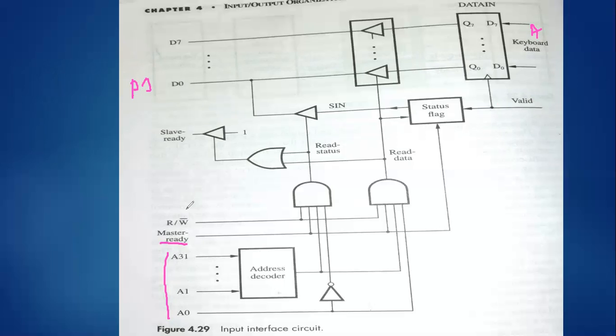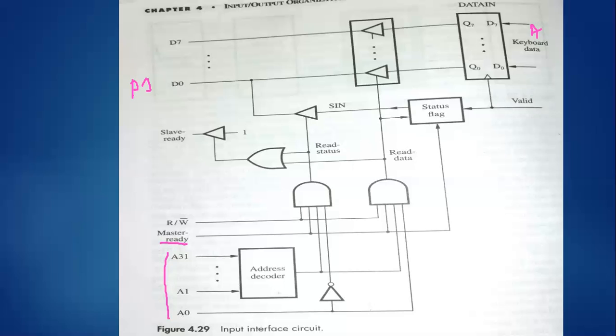You can observe we have a separate line for A0, and from here we have a NOT. For what purpose? A0 determines whether the status or the data register is to be read when the master ready signal is active. So that is the meaning of A0.